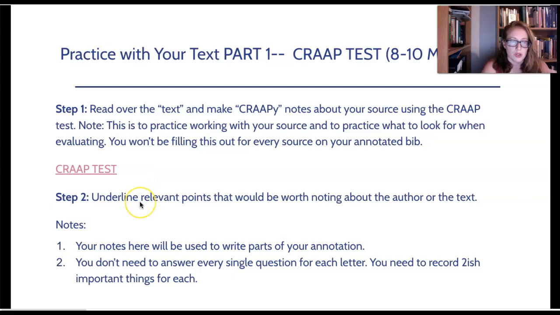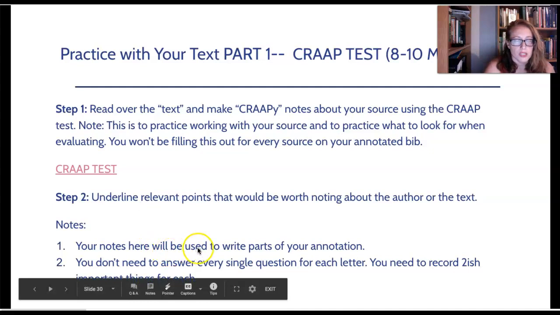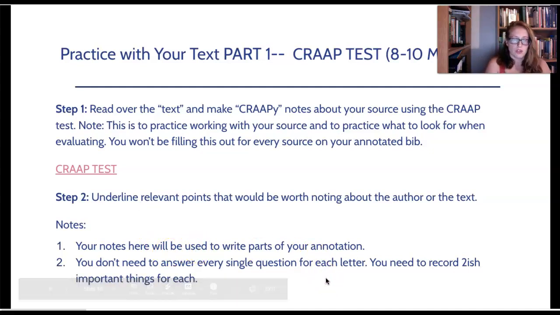And step two, once you've made these notes, go back and underline relevant points that you think are worth noting about the author or the text. As you finish, note anything important about the source's purpose that might help you with the summary, the author, the credibility, things like that. We're going to use your notes, so I have you come back to them a little bit, and you can use them to help write parts of your annotation.